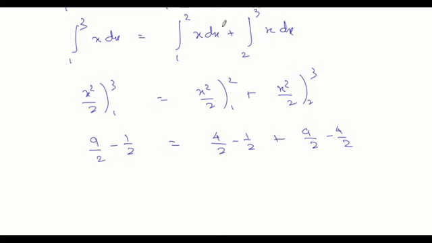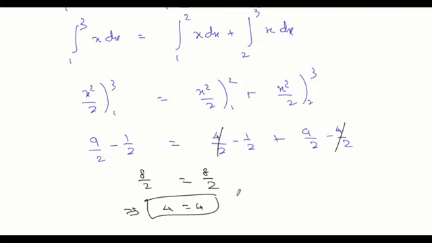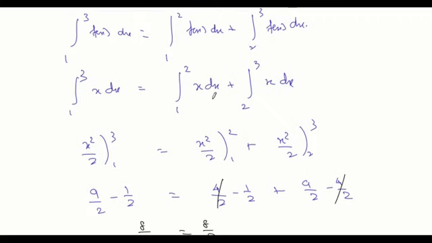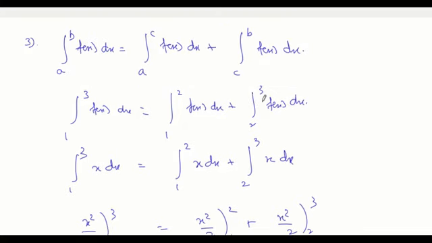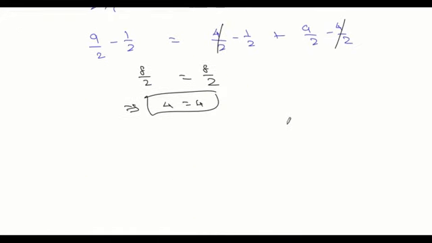See children, this 4 by 2 will get cancelled. 9 by 2 minus 1 by 2, 9 by 2 minus 1 by 2. I am getting 8 by 2. Here also it is 8 by 2. 4 equals 4. See children, we are getting the same answer. I just split it into 2. You can split into 3, 4, 5, etc., children. But you cannot exceed the upper limit. You cannot exceed the upper limit. Okay, this is the third property, children.